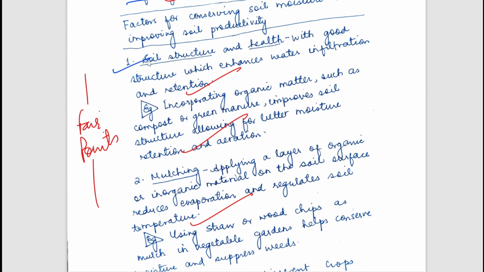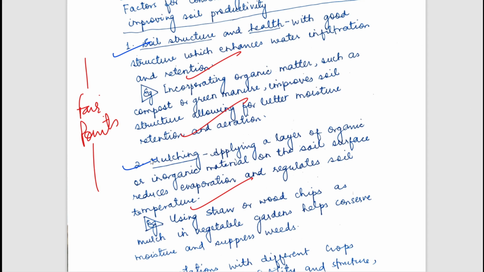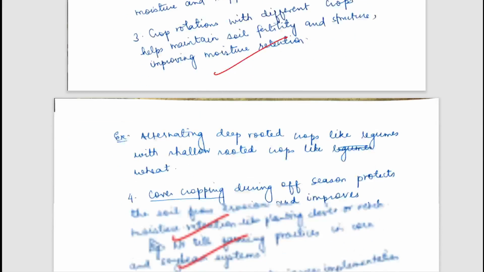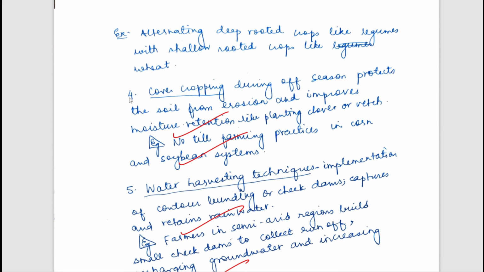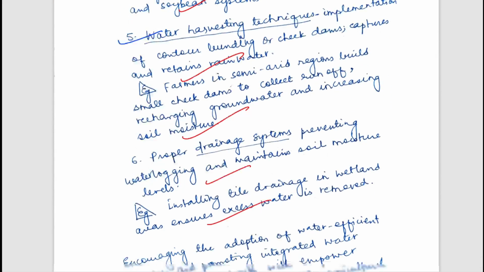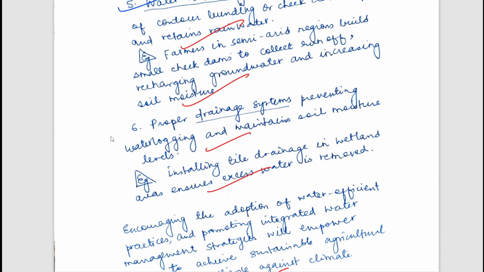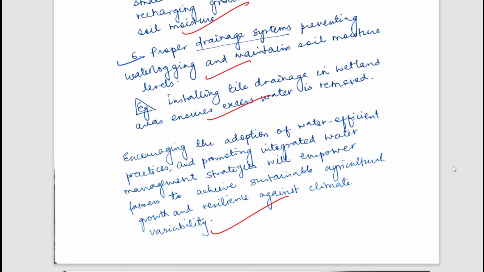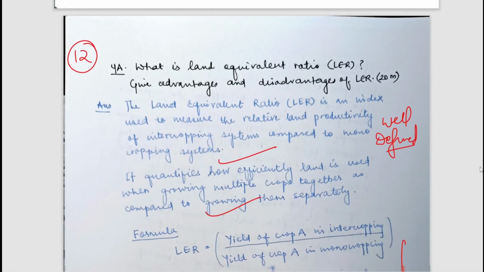This could be soil structure and health. Mulching can be done. Various types of crops can be used. Cover cropping can be done. Use of water harvesting techniques can be done. So, fairly written answer. Proper drainage systems. You can simply pause and read it. So I hope you understand all the points. Now let's move to the next question.